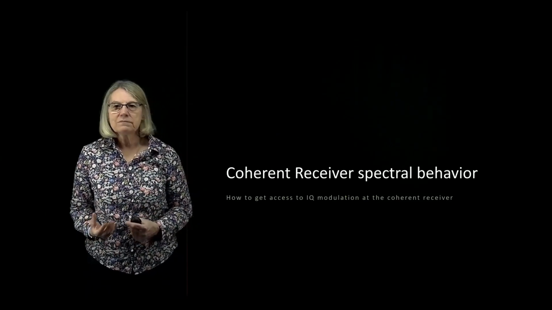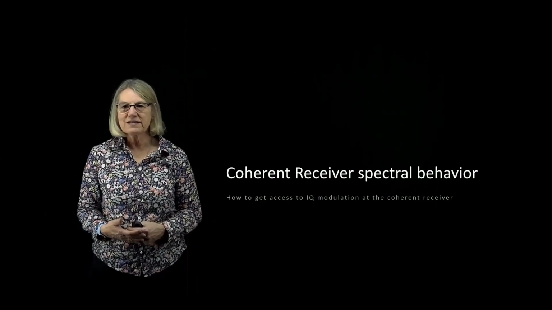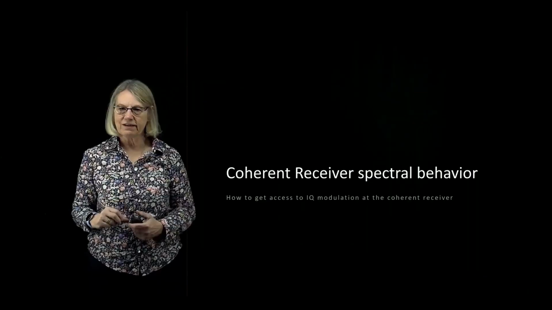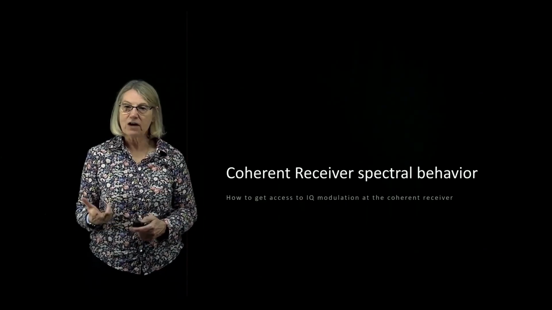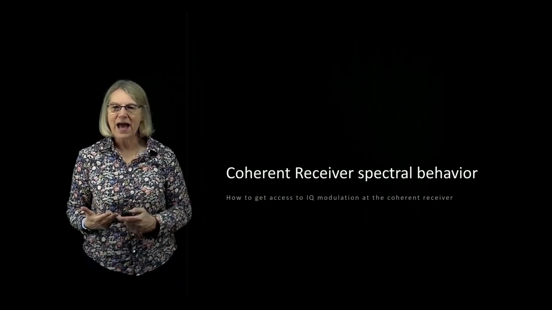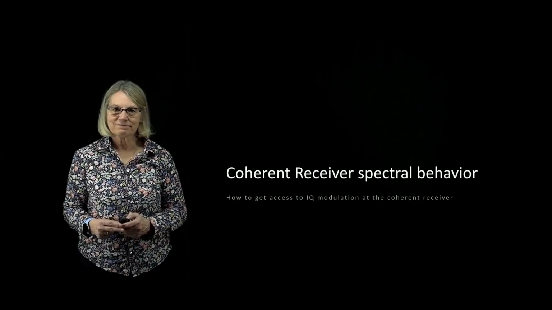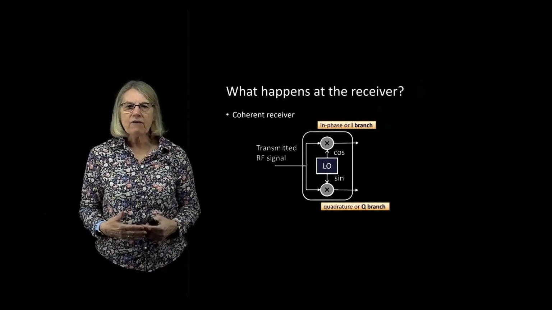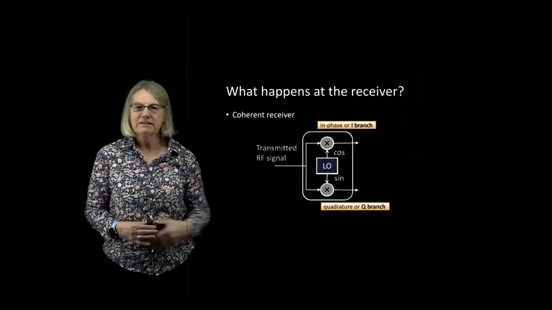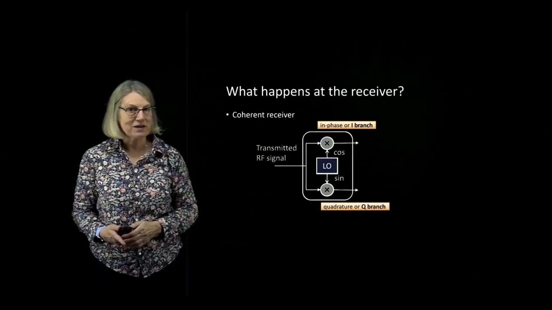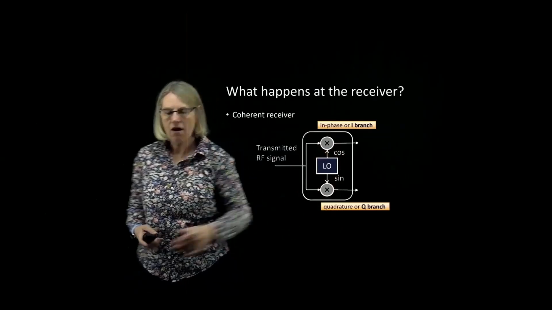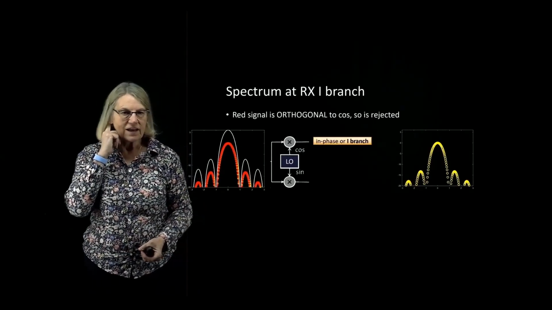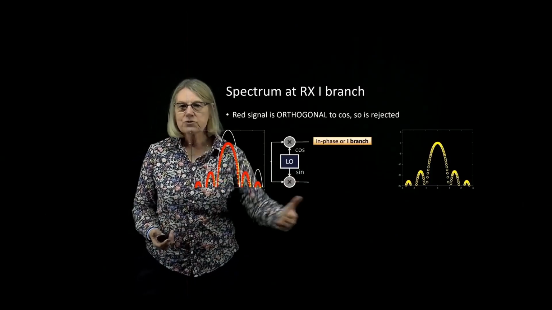So we've seen how a coherent transmitter manipulates the spectrum in order to transmit QPSK or QAM data. And now we'll look at the coherent receiver, what it's doing, what its spectral behavior is. How do we get the IQ modulation back from the coherent receiver? So what happens at the receiver? The coherent receiver is going to do something very similar to what happened at the transmitter. So we look at what's going on in the transmitter architecture, and when we get to the receiver, I'm going to do something very similar.